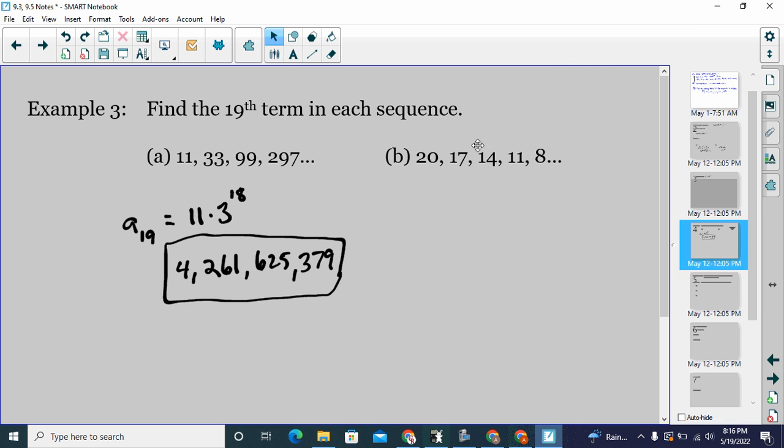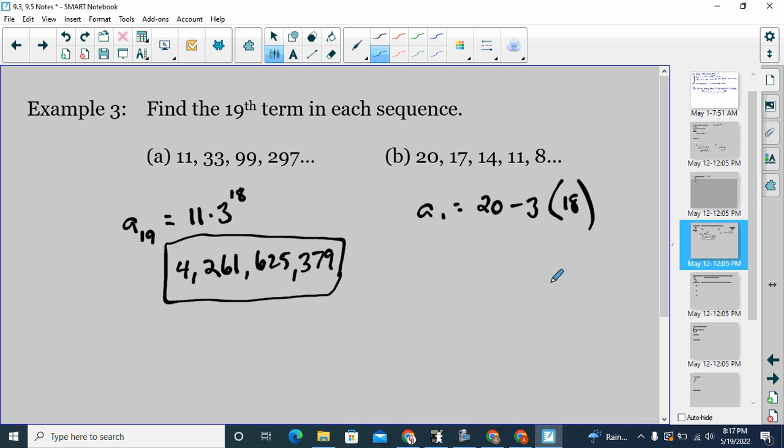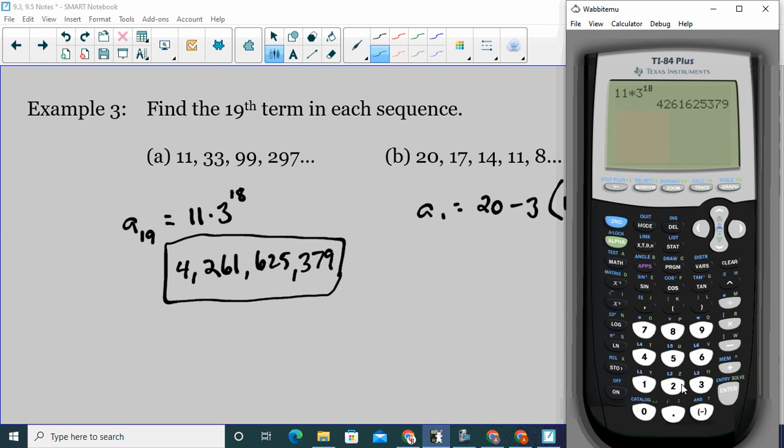Part B, 20, 17, 14, 11, 8. Hopefully we can recognize this as arithmetic. Minus 3, minus 3, minus 3, minus 3. Use the arithmetic sequence formula, which is the first term, plus the common difference, negative 3, times 1 fewer than the number term I'm looking for. So to get to the 19th term, I'm going to subtract 3 18 times. And we get negative 34.